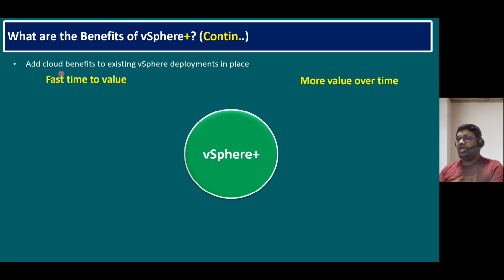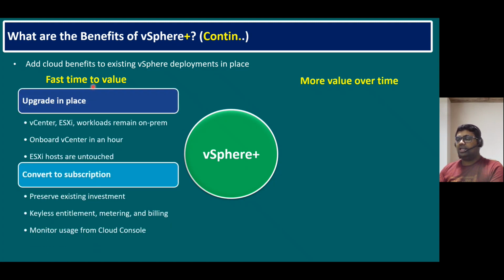The main key benefit is adding cloud benefits to the existing vSphere deployments in place, and fast time to value is upgrade in place. Even if you want to upgrade the existing vSphere environment without disturbing it, we are okay to upgrade to vSphere Plus. So vCenter and ESXi workloads remain on premises, and you can onboard vCenter in an hour. Within an hour, we can upgrade and onboard to vSphere Plus, and ESXi hosts are untouched.